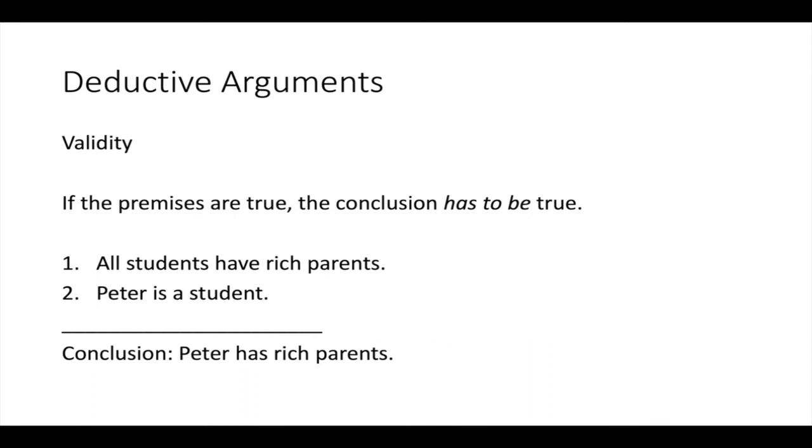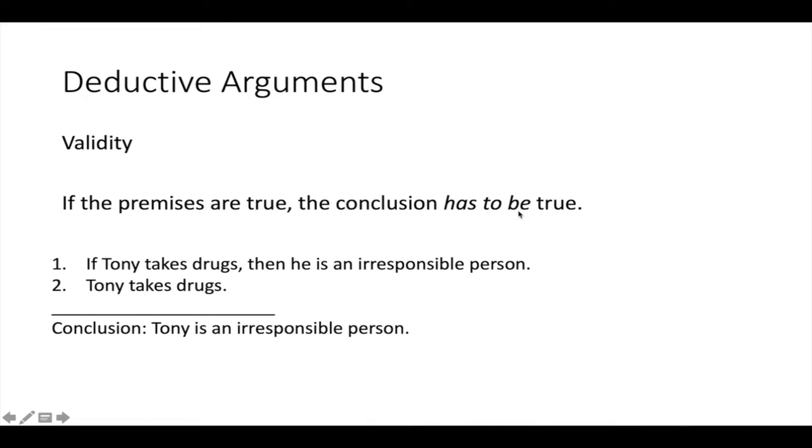Premise 2, Peter is a student. The conclusion, Peter has rich parents. Okay, now the reason this argument is effective at showing what validity is, is that an important thing to understand about validity is that the premises don't have to be true for an argument to be valid. It just has to have this special feature that I've written here, that if the premises are true, the conclusion has to be true.